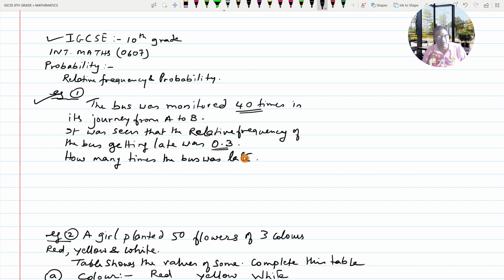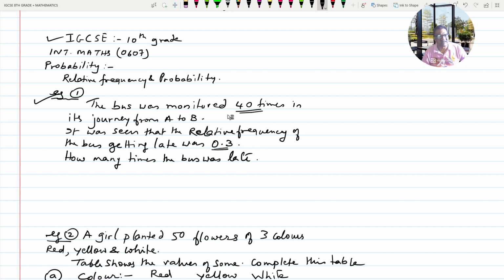Now, in probability, you are supposed to interpret the question in a very correct way. If your interpretation is correct, no doubt you will not go wrong in the solution. But if you somehow interpret the question slightly wrong, then you will mess up everything. That's very important about probability. So let us interpret this question.